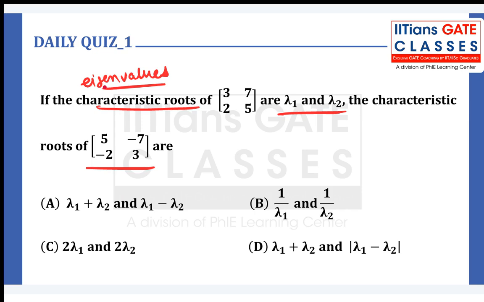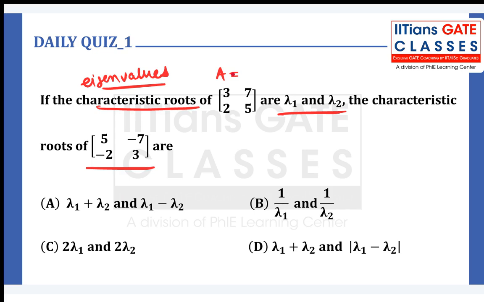Now they have given you a 2 by 2 matrix, and lambda 1 and lambda 2 are the eigenvalues of that. The conventional way is to find the eigenvalues of this matrix, let's call it matrix A. You can do it either directly by solving the characteristic polynomial, or in some questions you can take the help of properties of eigenvalues: the sum of eigenvalues is the trace of the matrix, and the product of eigenvalues is the determinant of the given matrix.